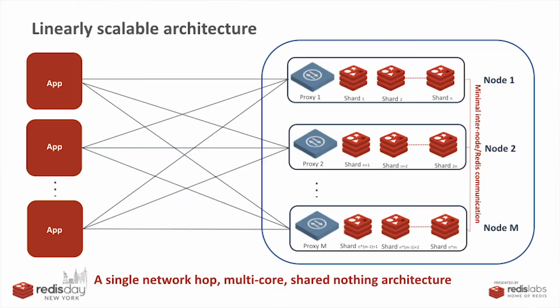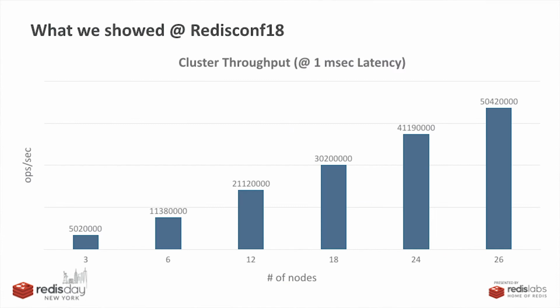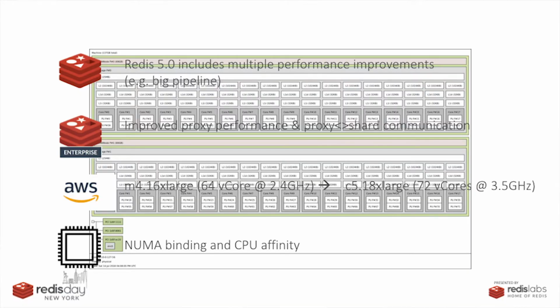So this is how it looks. And this is what we did a year ago. At RedisConf 18, we managed to run 50 million ops per second over just 26 servers. This is nice, but we didn't stop there. During the last years, we did several things. We first improved the core of Redis.